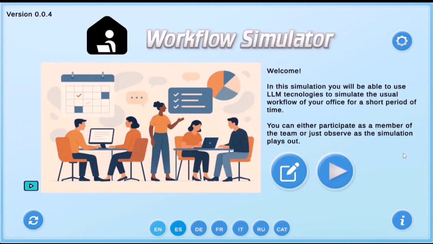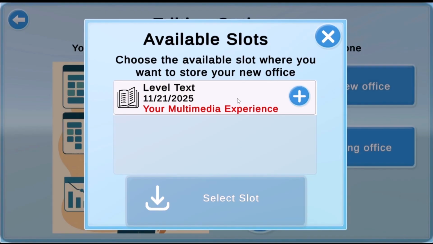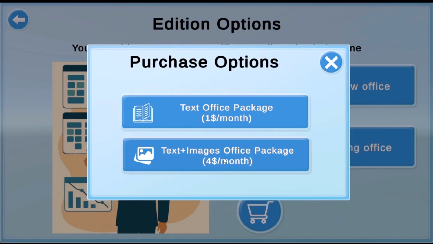In this video, we'll create a new office from scratch. First, we need a free slot to store our new office. Since our existing free slot is already in use, we're going to purchase a new one. We'll purchase a slot that allows us to upload, analyze, and generate images.